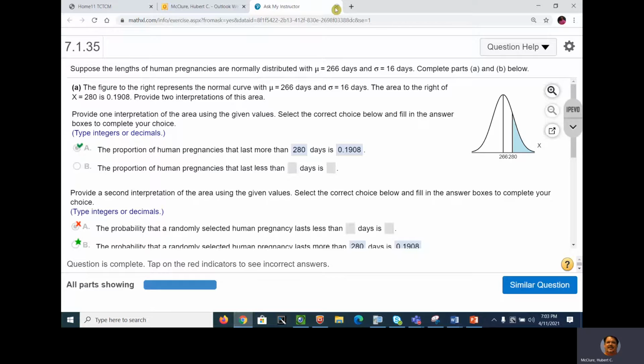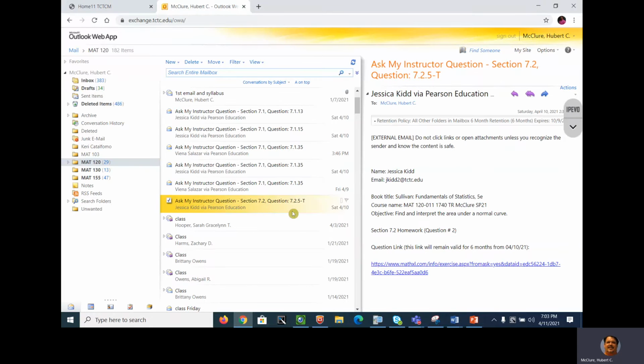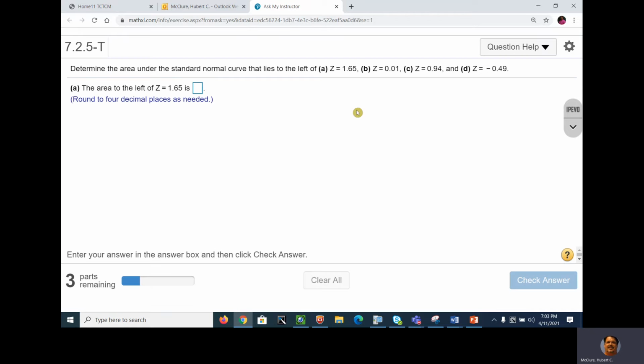And the last question is 7.2, number 5. It says T. I don't know what T means unless it's technology. Now, let me see if it is a test question. I think it is. Oh, yes. There's 4 test questions here, 1, 2, 3, and 4. And I'm going to draw 4 pictures.